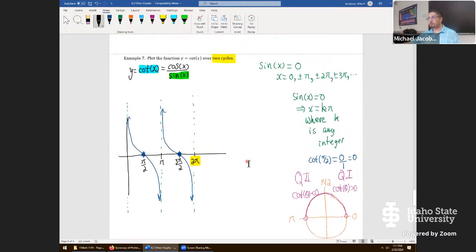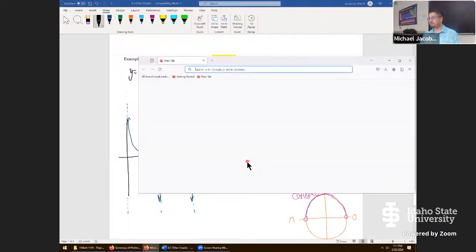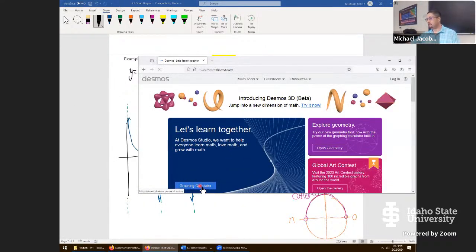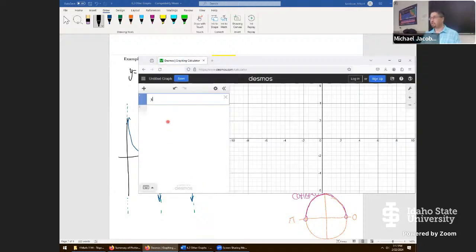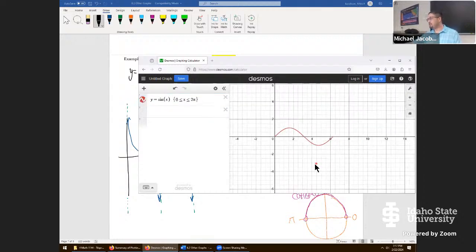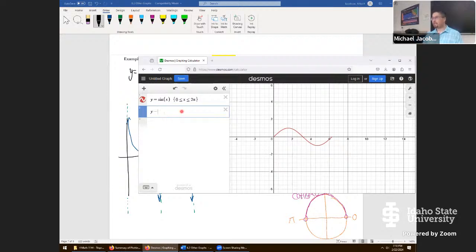For a related example, say, a sine function. Let's plot this over a more reasonable domain. Let's say 0 less than or equal to x less than or equal to 2 pi. Then here's your sine function. But now plot y equals cosine x. This one is on a domain 0 less than or equal to x less than or equal to 2 pi.